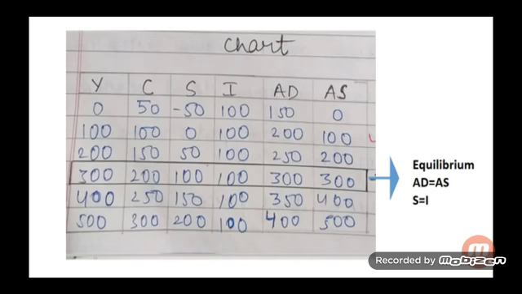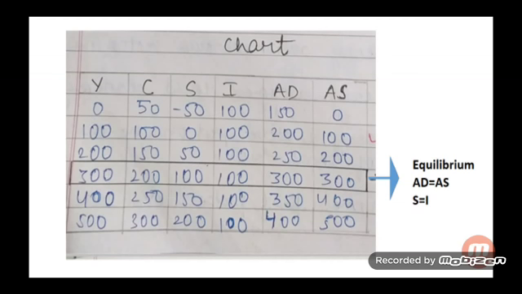Now the chart: Y is income, C is consumption, S is savings, I is investment, AD is aggregate demand, and AS is aggregate supply. Same chart I have drawn here, which I had drawn in the aggregate demand and aggregate supply approach. When the income increases, consumption increases, but not at the same rate. Savings also increase. Investment is the same.